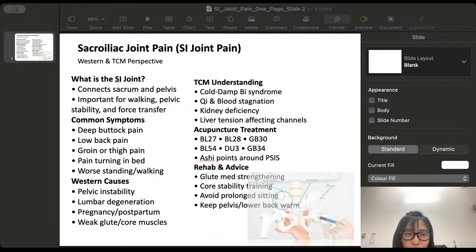The second pattern is qi and blood stagnation. Some patients say that when they're standing for too long, they feel the pain is fixed. They can pinpoint where the pain is, and sometimes the pain feels a bit sharp. Also, they have night pain and deep tenderness, and other chronic unresolved symptoms. That usually refers to stagnation, when something is stuck there for too long and you are not able to move it.